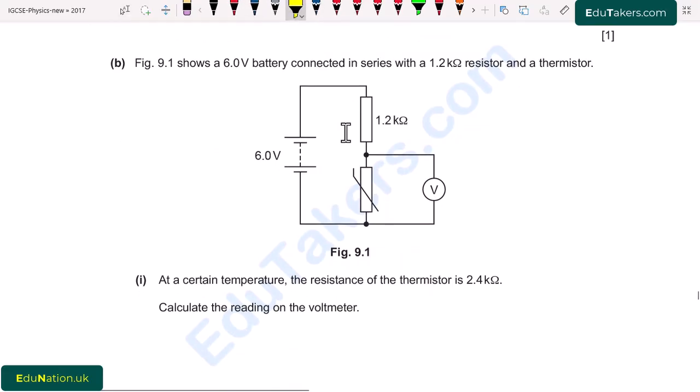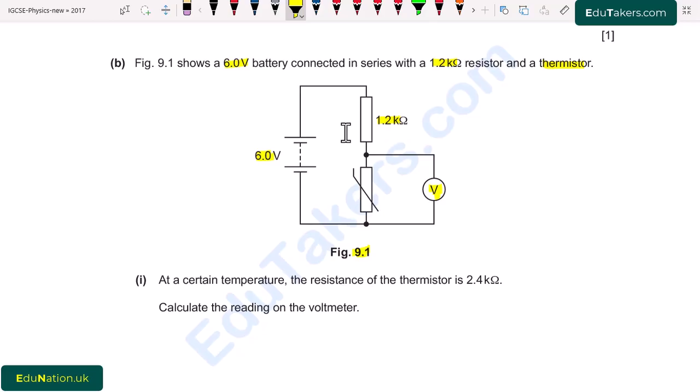Figure 9.1 shows a 6.0 volt battery connected in series with a 1.2 kilo ohm resistor and a thermistor. So here is figure 9.1. We can see that the voltage of this battery is 6.0 volt and it is connected with a resistance whose resistance is 1.2 kilo ohms, and this is in series with a thermistor, and there is a voltmeter that is connected across the thermistor.